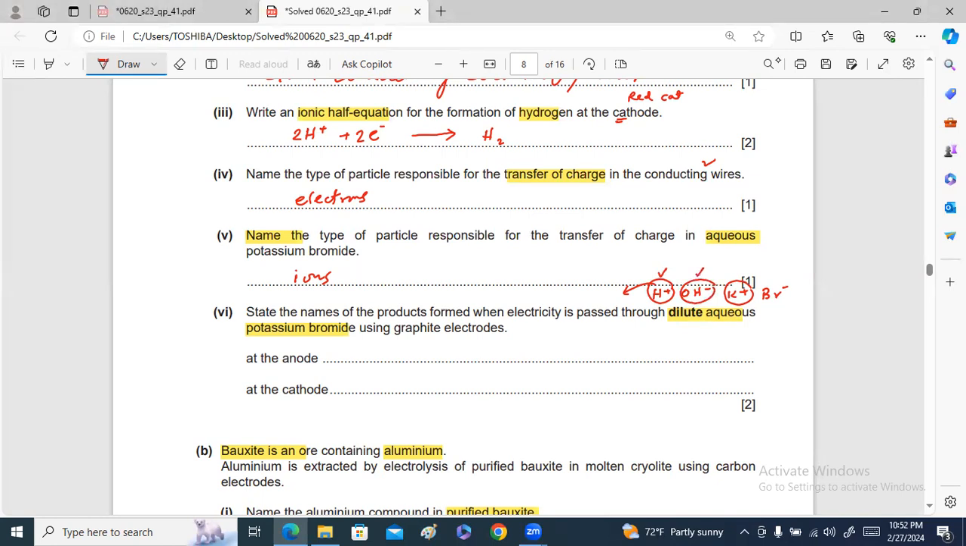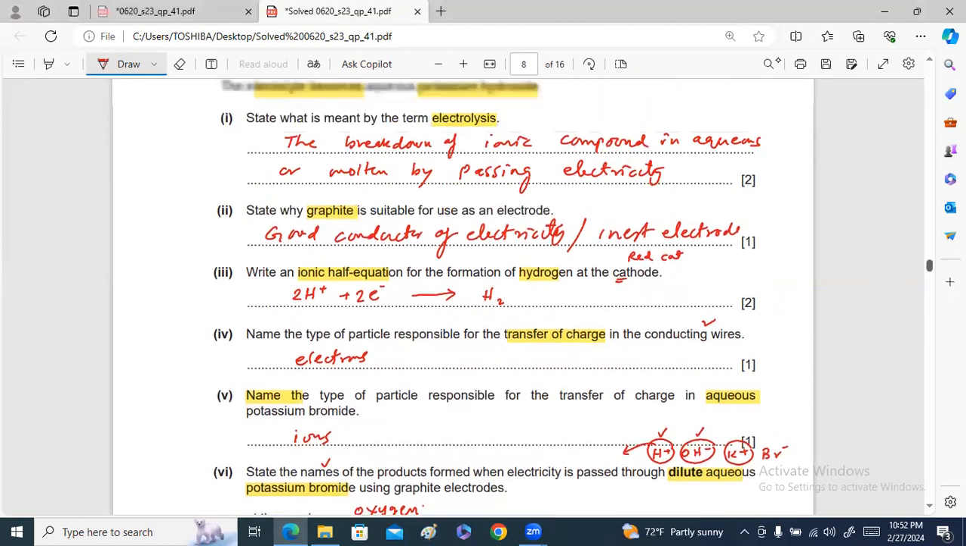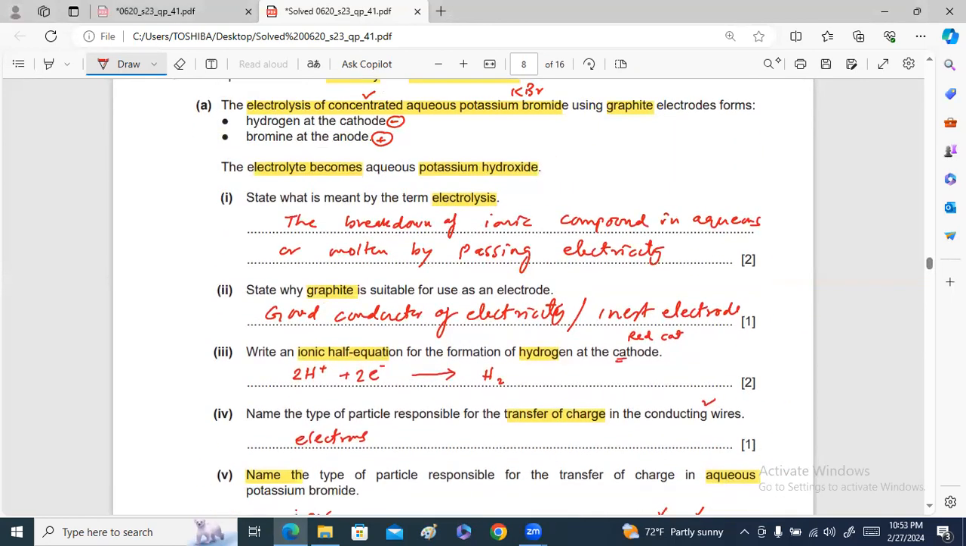So if you want to write down the equations, here you have to write down the names of the product. So H positive ions, being a positively charged ion, will start moving towards the cathode, which is the negative electrode, and hydrogen gas will be formed at cathode. So here you will get the hydrogen gas, and OH negative ions are oxidized at anode to make oxygen gas. You will get oxygen gas at anode. And the potassium and the bromide ions will remain within the solution. And this thing has already been mentioned. The electrolyte becomes aqueous potassium hydroxide.